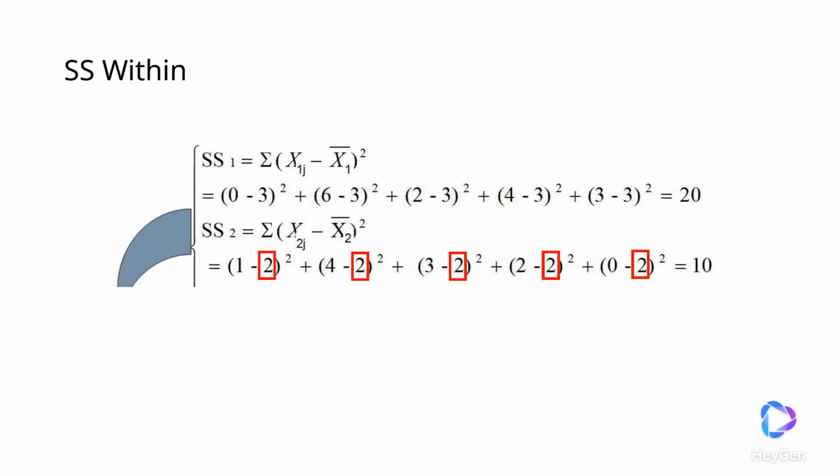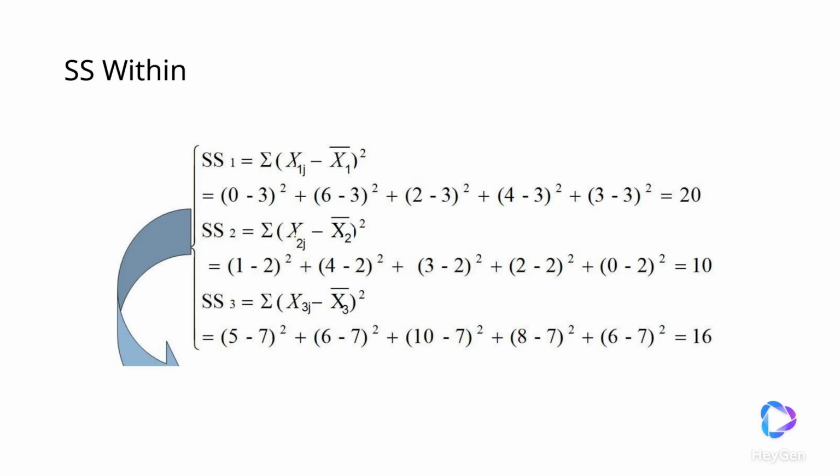In the second group, the average is 2. And the sum of squared differences is calculated to be 10. This shows the calculations for the third group. The within group sum of squared residuals is the sum of the 3 calculated values and is equal to 46.